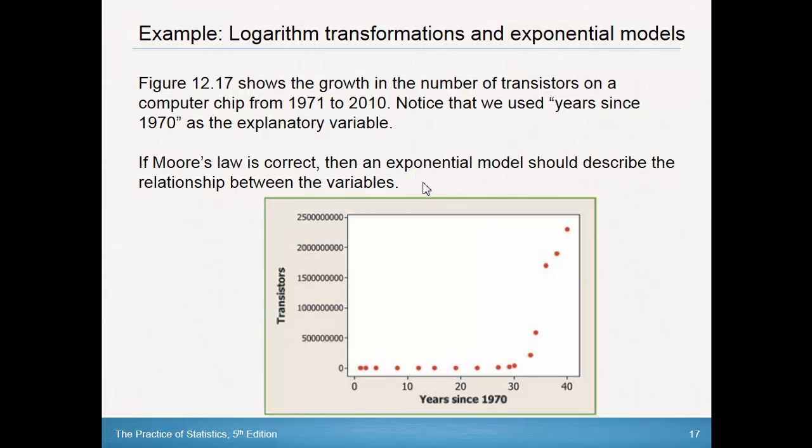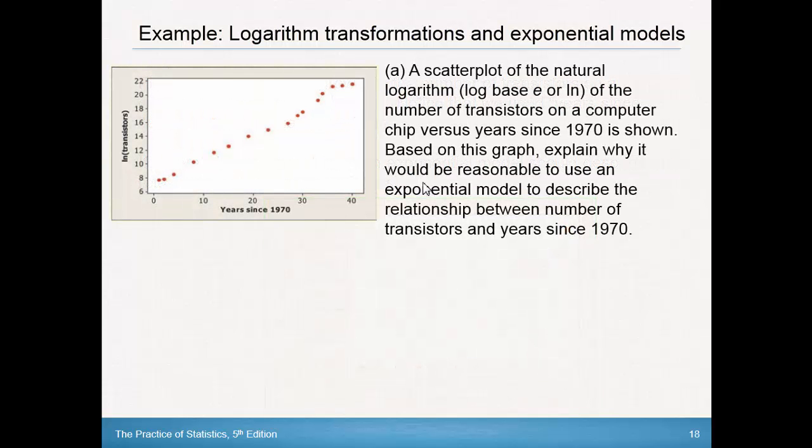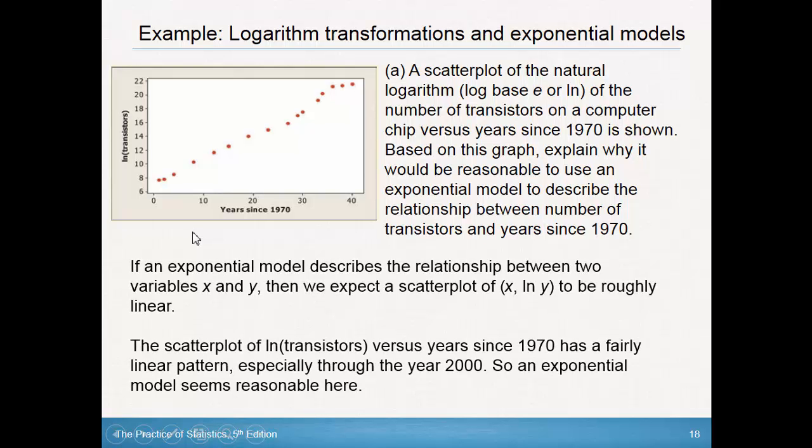So if it's exponential, we just take the natural log of one of these. And that's what we did here: years since 1970, still the same as it was before, and then the natural log of transistors. Either log base 10 or log base e, which is natural log, it doesn't really matter. So we can use an exponential model on this because x, natural log of y is roughly linear. Look at it, you can tell there's a pretty good straight line there, maybe a little better than the one I drew. So it has a fairly linear pattern, so an exponential model makes sense here.